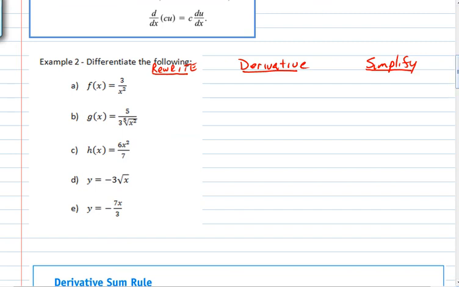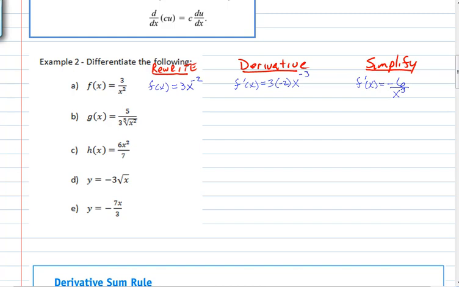All right, for A, we're going to rewrite this as f of x equals 3x to the negative 2. When we take the derivative, we get f prime of x is equal to 3 times negative 2x to the negative 3. So now we're going to simplify this. We don't want to leave it like this, so we end up with f prime of x is equal to negative 6 over x to the 3rd.